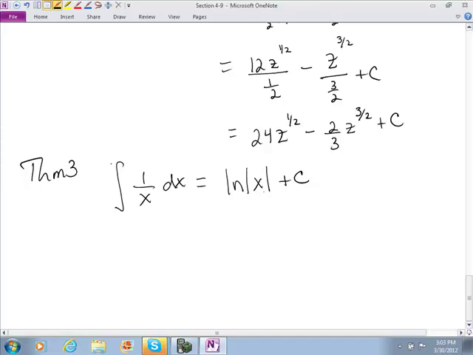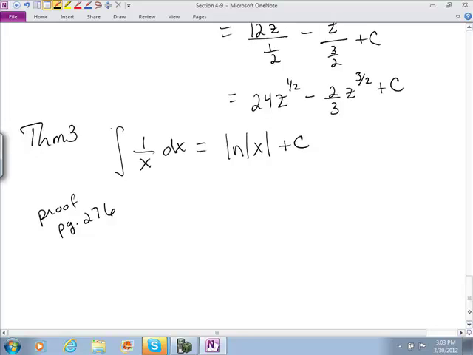Now, there is a proof of this theorem in your textbook. So if you feel uncomfortable about the absolute value, let me just look at this. Right about on page 276, you'll see why you have to deal with that absolute value. But I just want to apply it here, just remembering that the antiderivative of 1 over x is ln absolute value of x plus c.